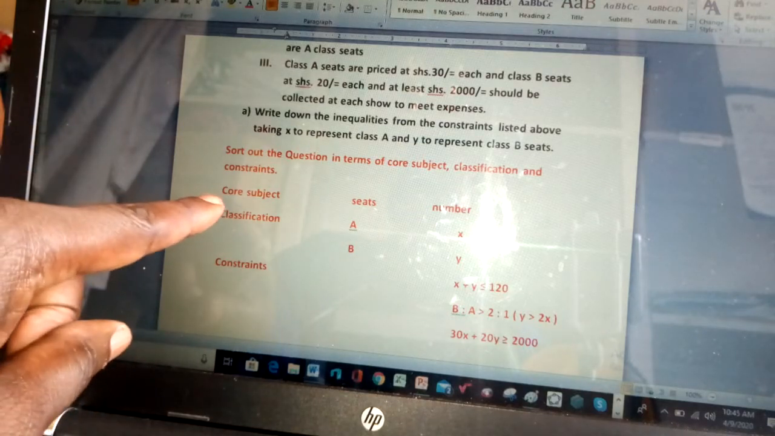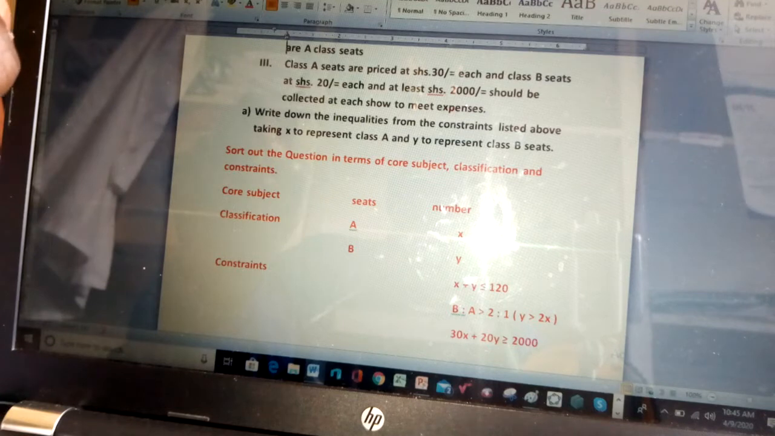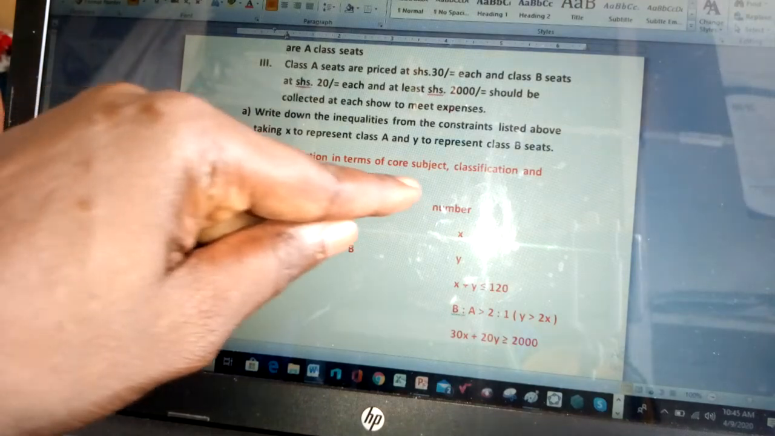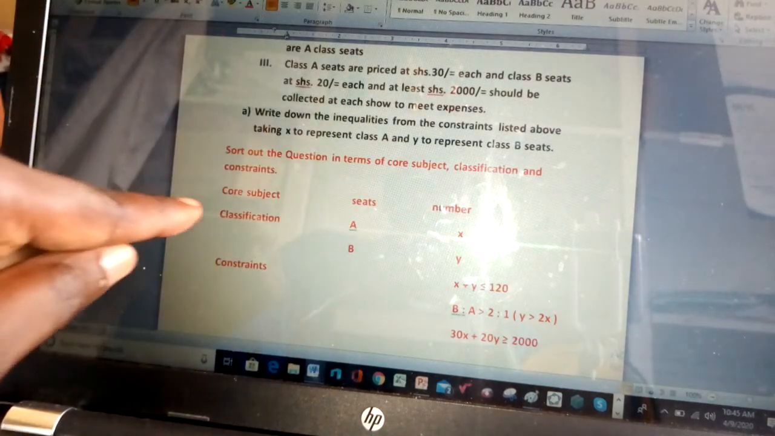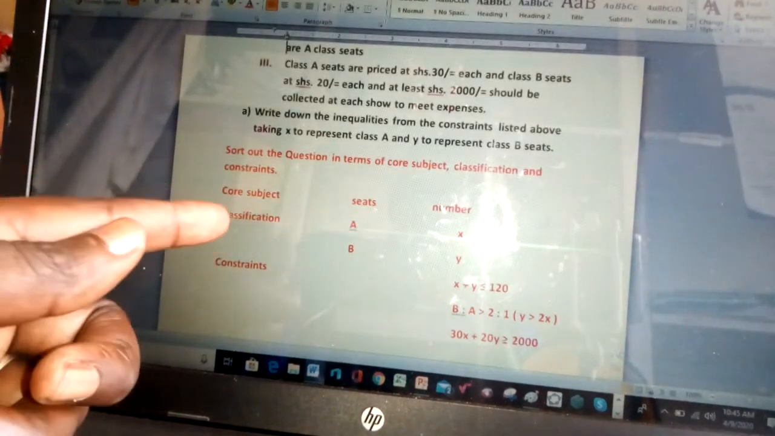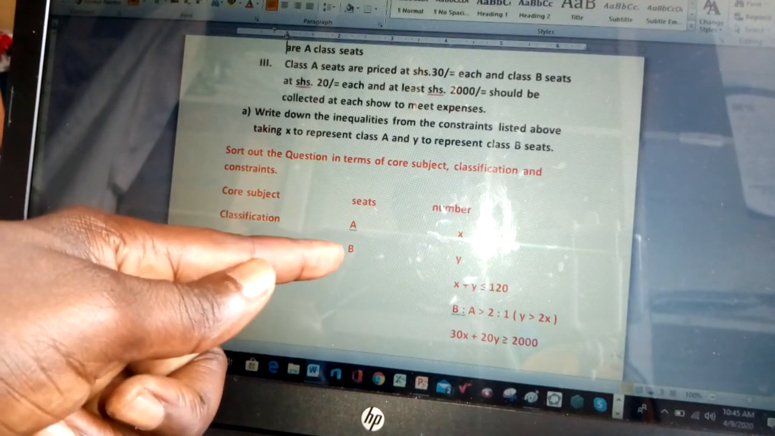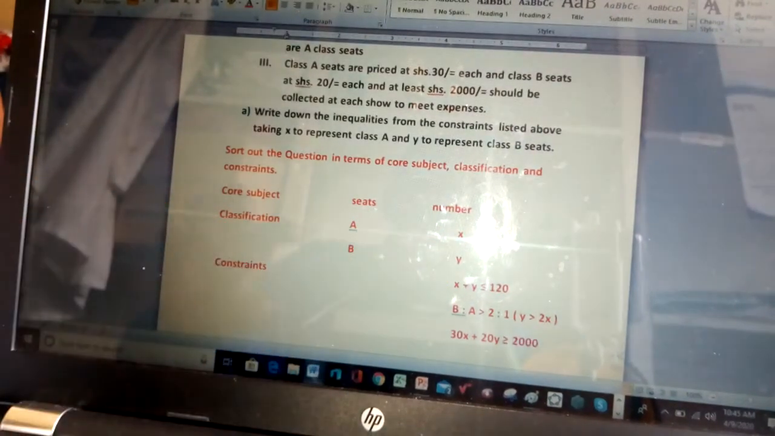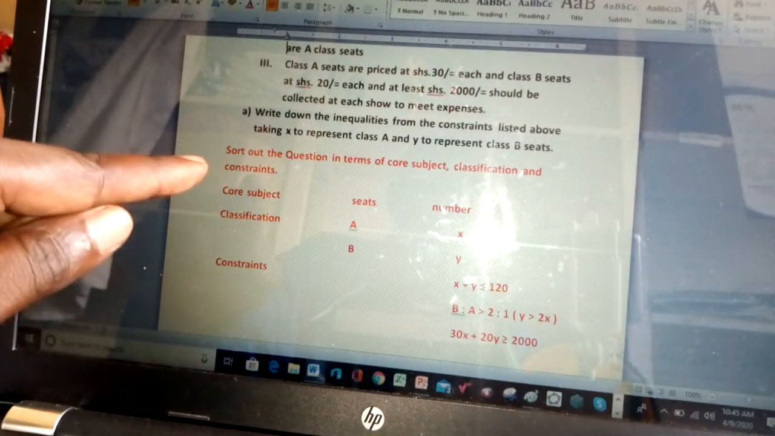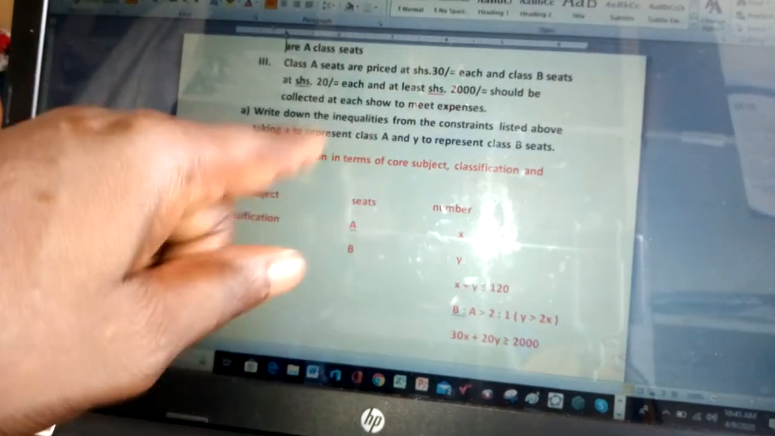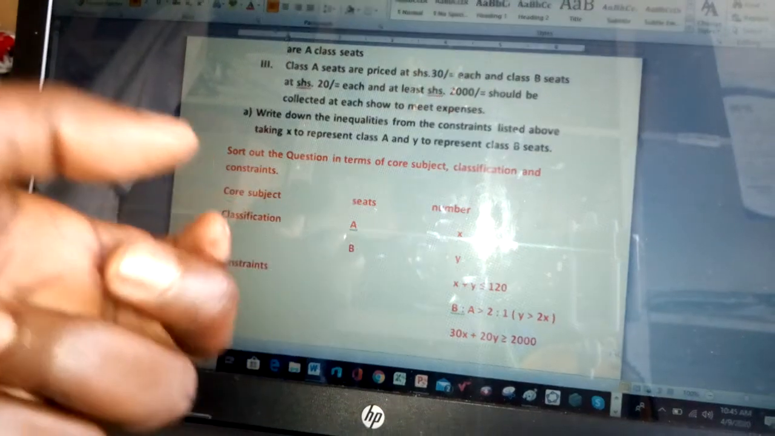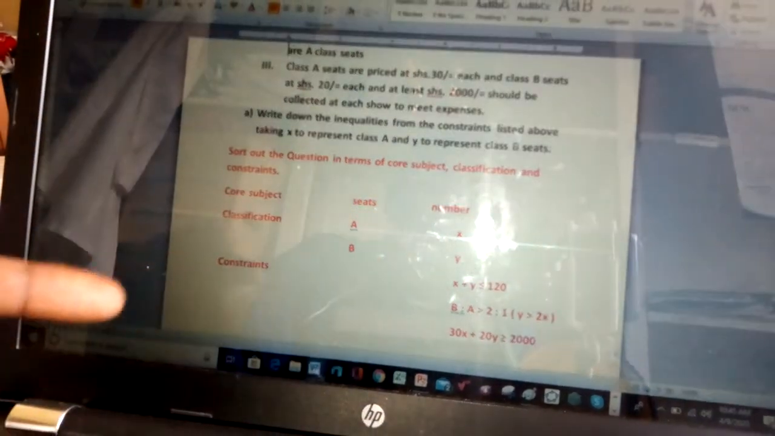So I come, core subject, cinema hall. Okay, that cinema hall has seats and a particular number of those seats. Then I come and classify that in that hall there are class A and class B. The number of A is X, the number of B is Y. So I know the core subject, what are the requirements in the core subject, then I come here, classify and give them variables, X, Y. Now address the constraints.